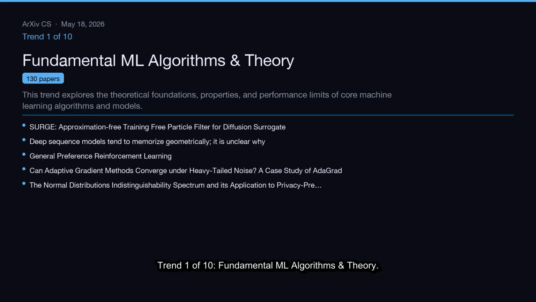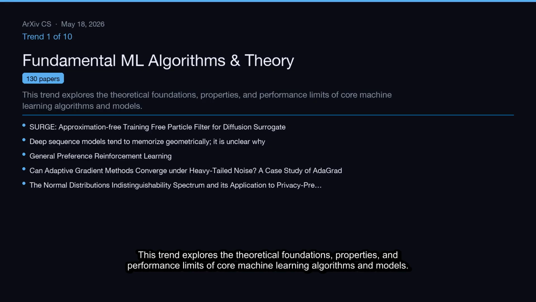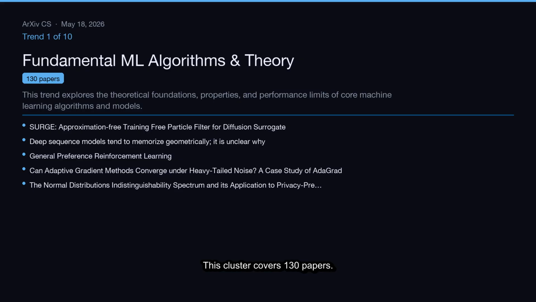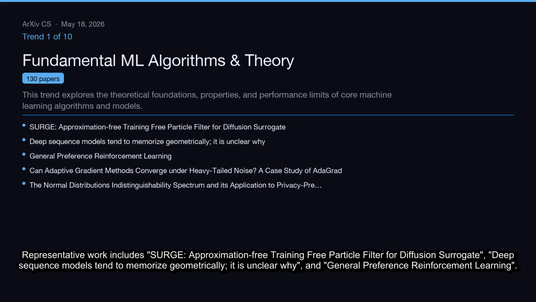Trend 1 of 10, Fundamental ML Algorithms and Theory. This trend explores the theoretical foundations, properties, and performance limits of core machine learning algorithms and models. This cluster covers 130 papers. Representative work includes Surge, approximation-free, training-free particle filter for diffusion surrogate. Deep sequence models tend to memorize geometrically. It is unclear why, and general preference reinforcement learning.